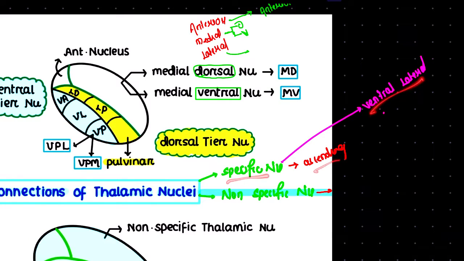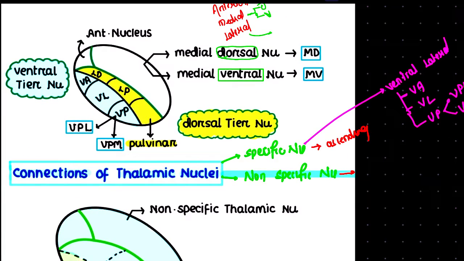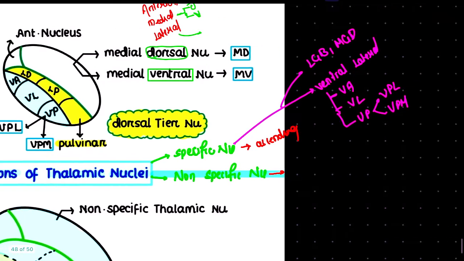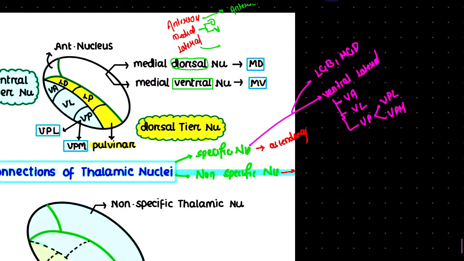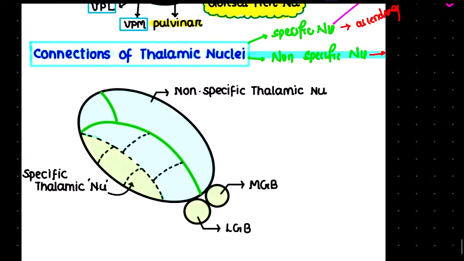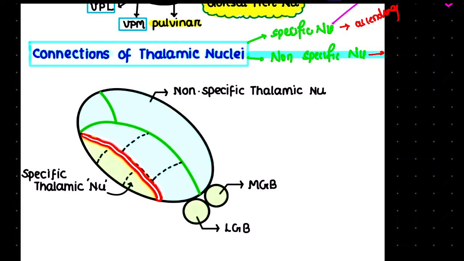So they are so important to know, and we need to keep them in our mind. These are ventral anterior, ventrolateral, and ventroposterior, that is, ventroposterior lateral and ventroposterior medial. Also the lateral geniculate body and medial geniculate body. These are our specific nuclei, and the remaining are non-specific nuclei. So here there is a mention of the same thing again, this is the ventral part.